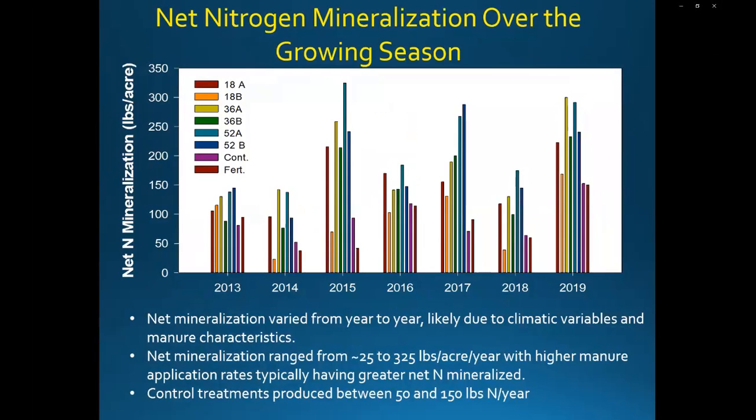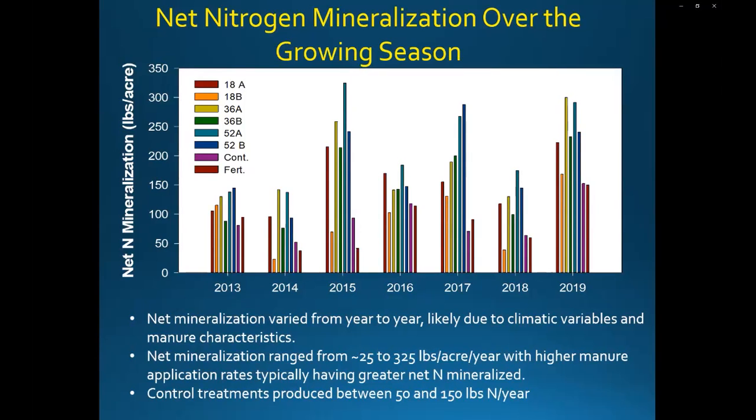So this is a look at the net nitrogen mineralization over the growing season. And this would have been the amount of total inorganic nitrogen at the end of the season minus what we started with at the beginning of the season for each treatment. And so you can see here that net mineralization varies quite a bit from year to year. And this is probably driven by climatic variables that would affect microbial activity, as well as it could be related to manure characteristics.